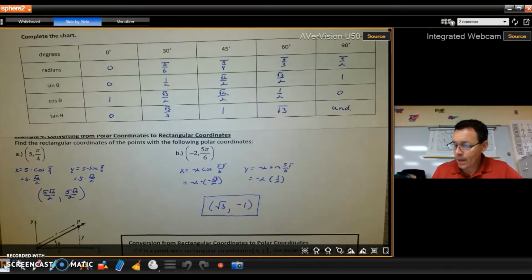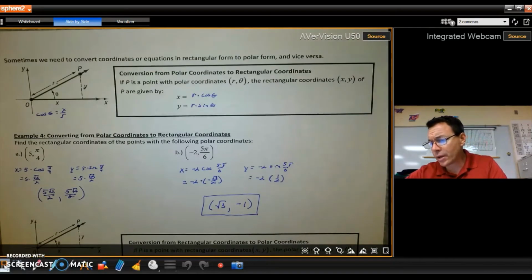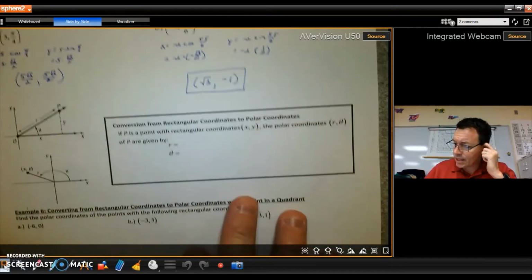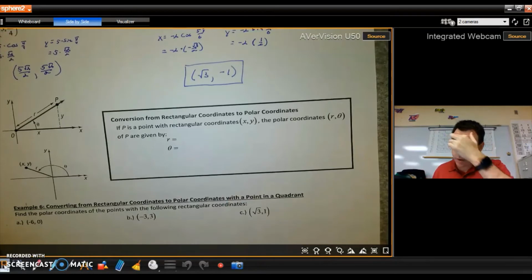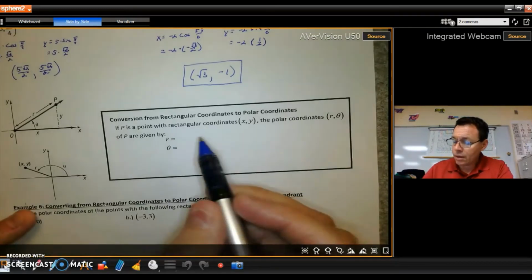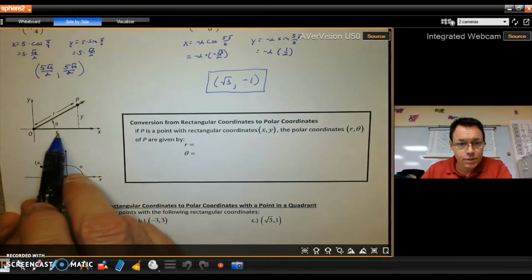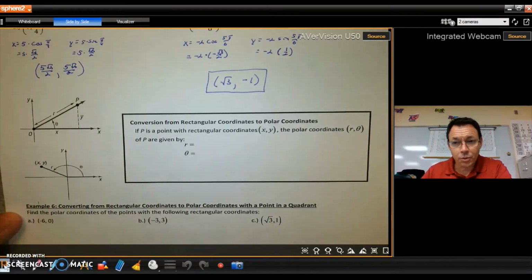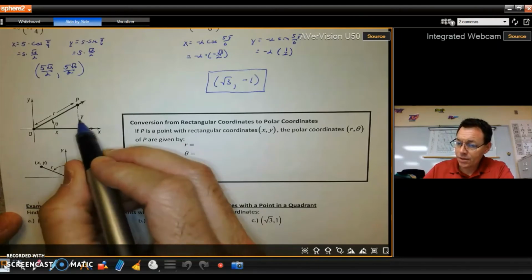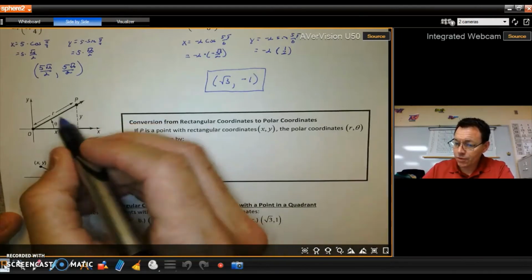Okay? All right. So that's going from polar to rectangular, and then you can go in the opposite direction as well. Okay? So, again, take a look at this picture. So here's my x and here's my y. So that's what we're going to be given this time. So I'm going to have x and y. The first thing we're going to do is we're going to find r.